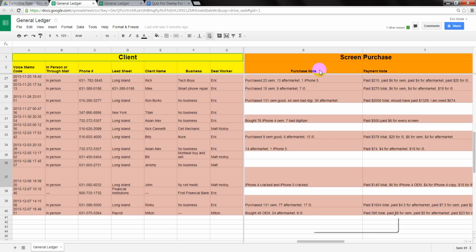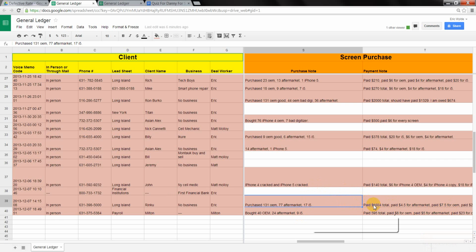Screen purchase has a purchase note and a payment note. The purchase note says what we purchased. In this case, we purchased 131 OEM screens, 77 aftermarket screens, and 17 iPhone 5 screens. The payment note tells us how much we paid total and what we paid for each. This is important because if we deal with customers a second time, we want to know what we paid them in the past.